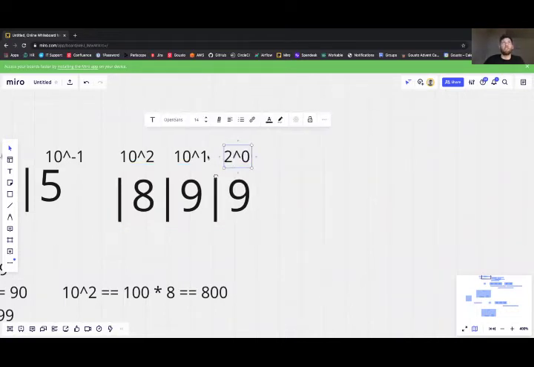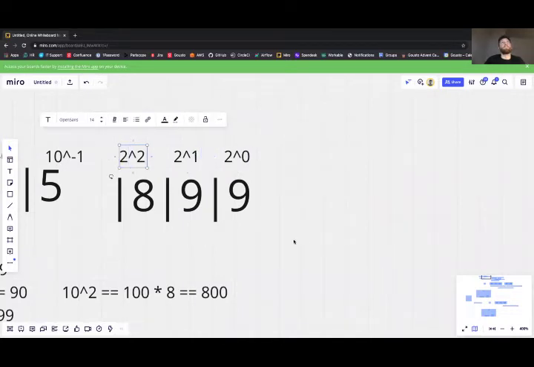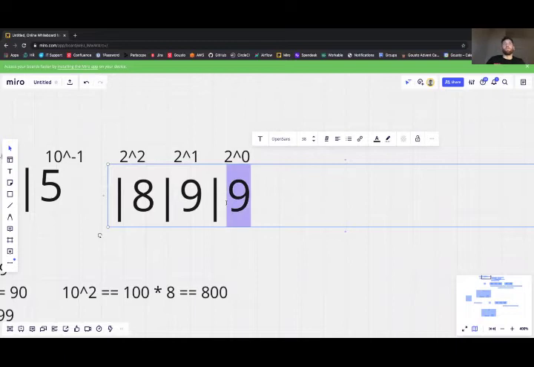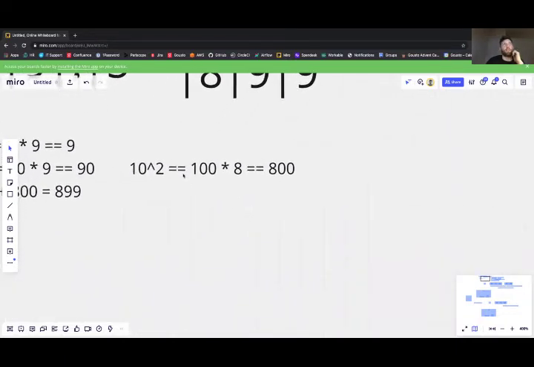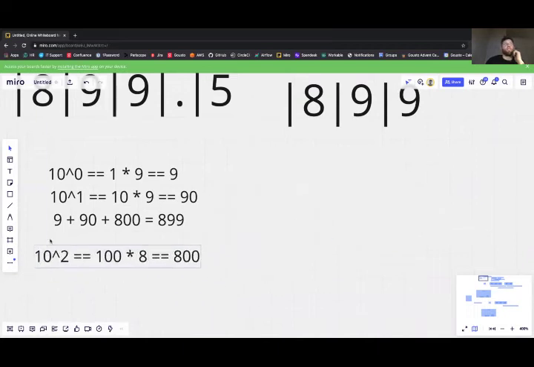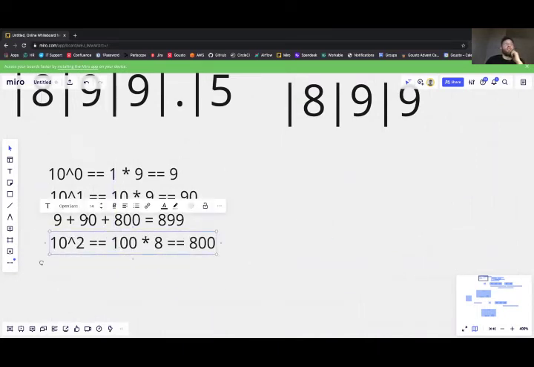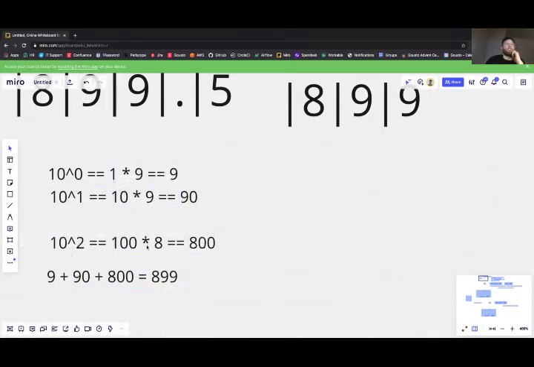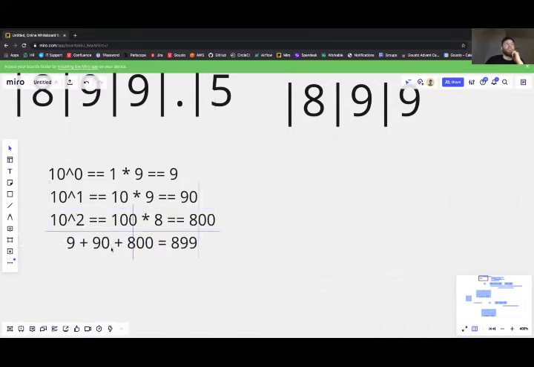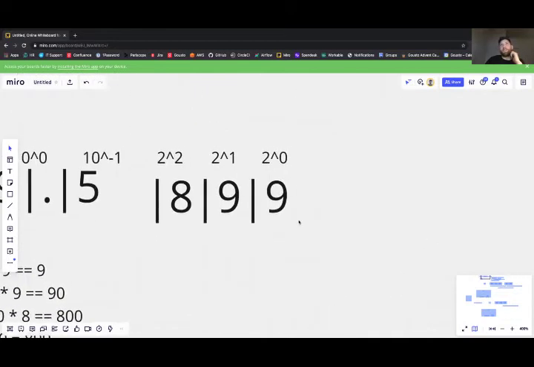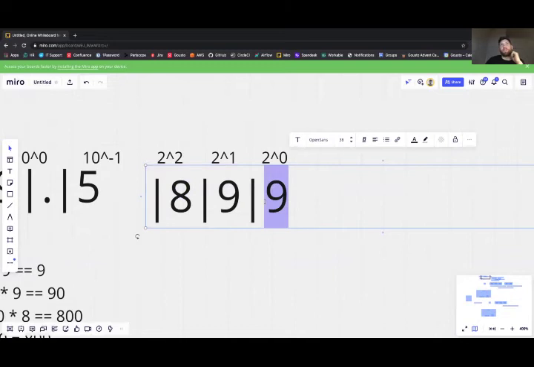Simply change these to 2. So the first column is saying, how many 2 to the zeros do I want? Now, you can only have either 0 2 to the zeros or 1 2 to the zeros. Binary consists of zeros and ones. Let's say we want 1 2 to the 0.